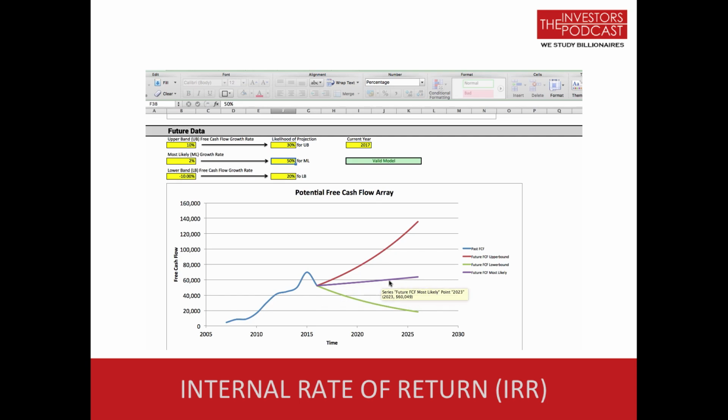Maybe I could have lowered my most likely to a lower number. But the important point is that these three numbers add up to 100%. And so if you think that the course of action is skewed in this direction, you can adjust that with these likelihood of projections.